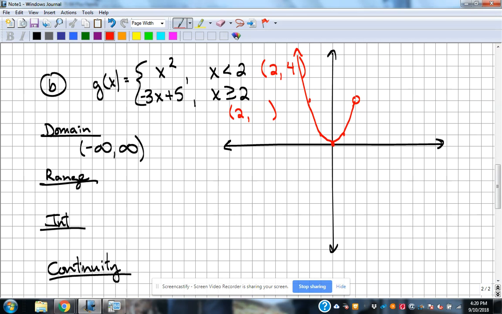That's good enough. I guess it's the best we're going to get. All right, so -6 plus 5 is -1, right? So we go to that point, (2, -1). And we put it filled in or an open circle? Filled in, because it's got an equal to mark.